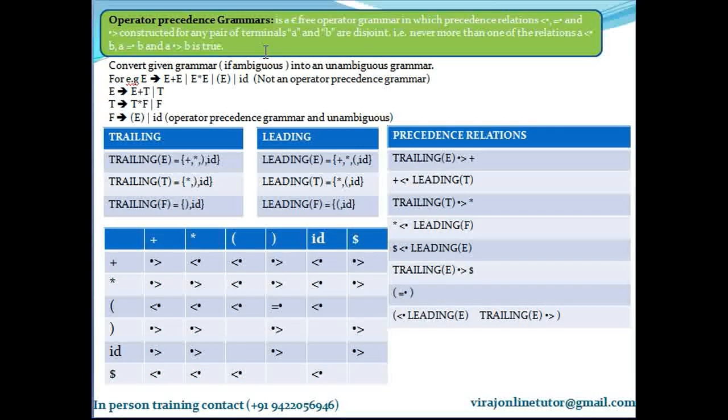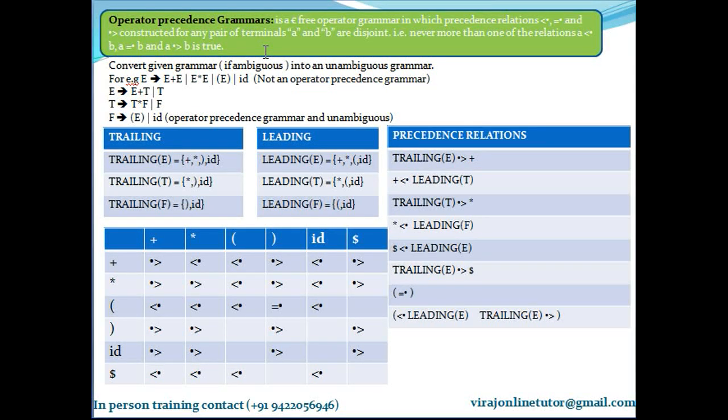Is that clear? Operator precedence grammar is an epsilon-free operator grammar. That means it is an operator grammar, plus it is epsilon-free, plus when we construct the operator precedence relation table, we cannot have more than one relation between a particular pair of terminals. I cannot have less than, equal to, greater than, or more than one.